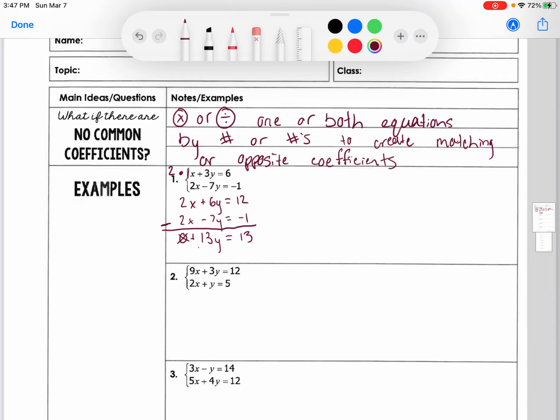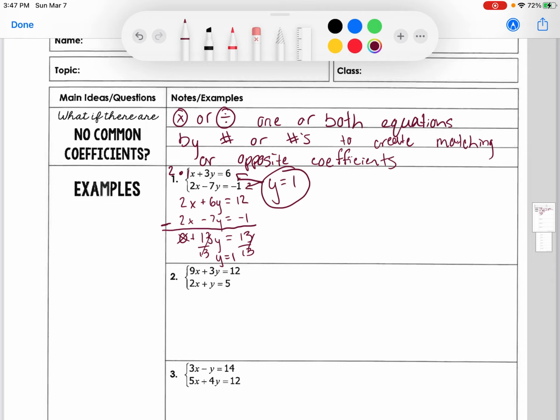So we are left with 13y, because I can just ignore that x. 13y equals 13. Divide by 13 on both sides. Cancel, cancel. We're left with y equals 1, which is delightful because that's half of our answer.